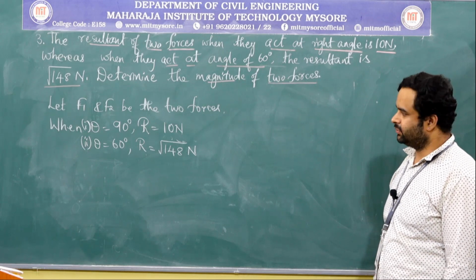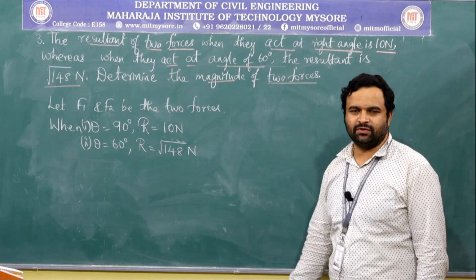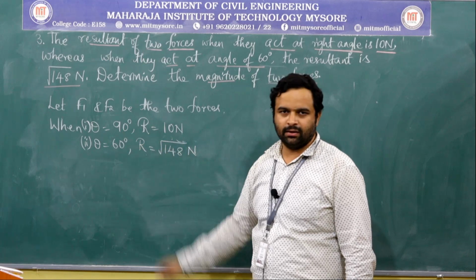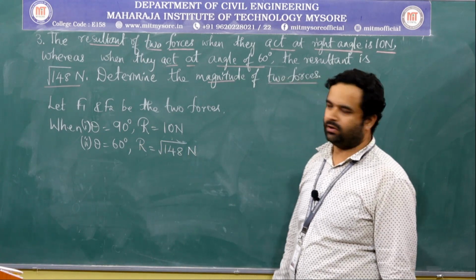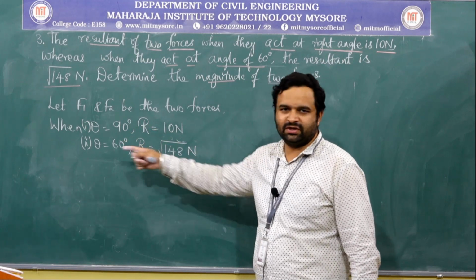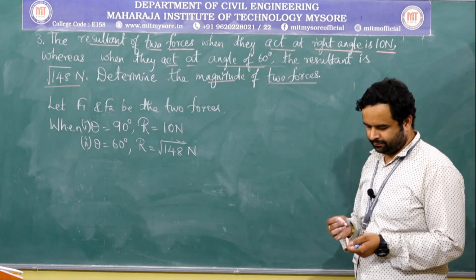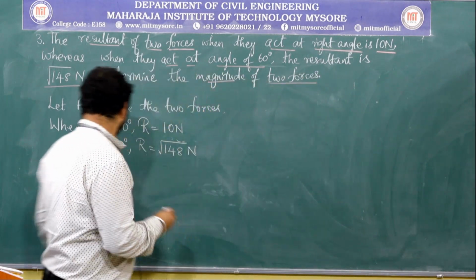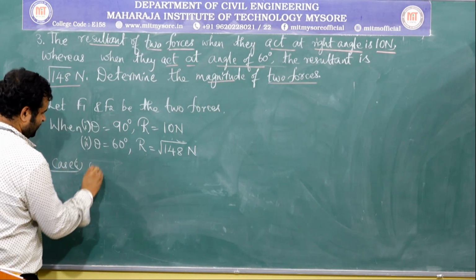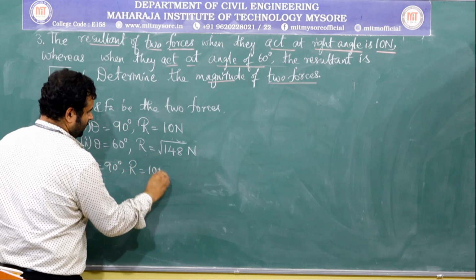Now, we need to write the equation of the resultant accordingly. So, we have two cases wherein we know the value of theta and R. We need to substitute R for theta 90 degree and we need to substitute R for theta is equal to 60 degree and then calculate the F1 and F2 values. Okay. So, case 1, when theta is equal to 90 degree and R is equal to 10 Newton.